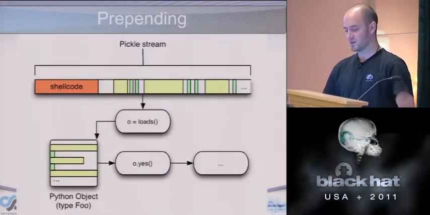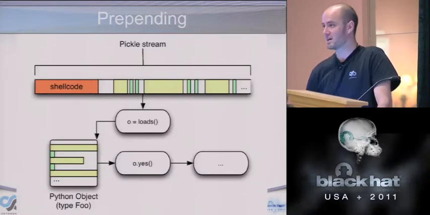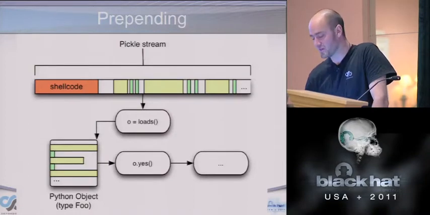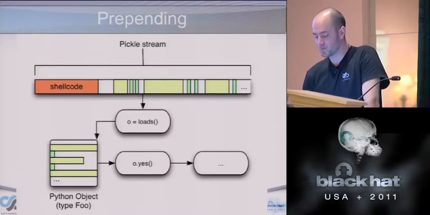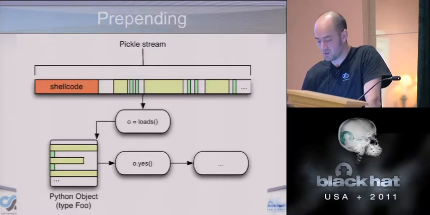If we put that shellcode at the start of the pickle stream, then it can execute, do whatever it wants, leave the stack clean, and then the original pickle stream will run, and the output of this is an object of type foo. Okay, so we can execute shellcode and have the program not break, which sounds good.